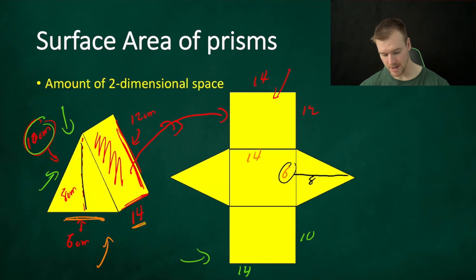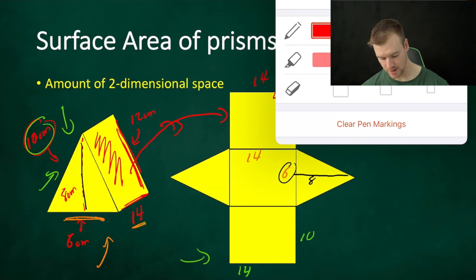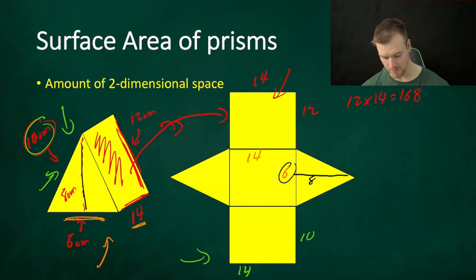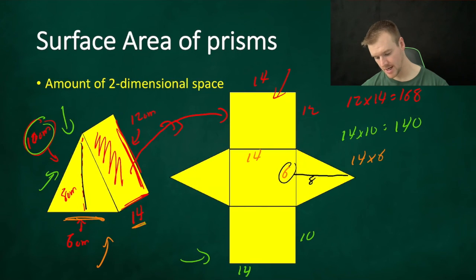So let's look at red here first. This is 12 times 14 equal to 168. That's the only one of that size. Let's do the next one. How about the green one? That one is 14 times 10. And that is equal to 140. Let's go to orange next. That was 14 times 6, which is 84.